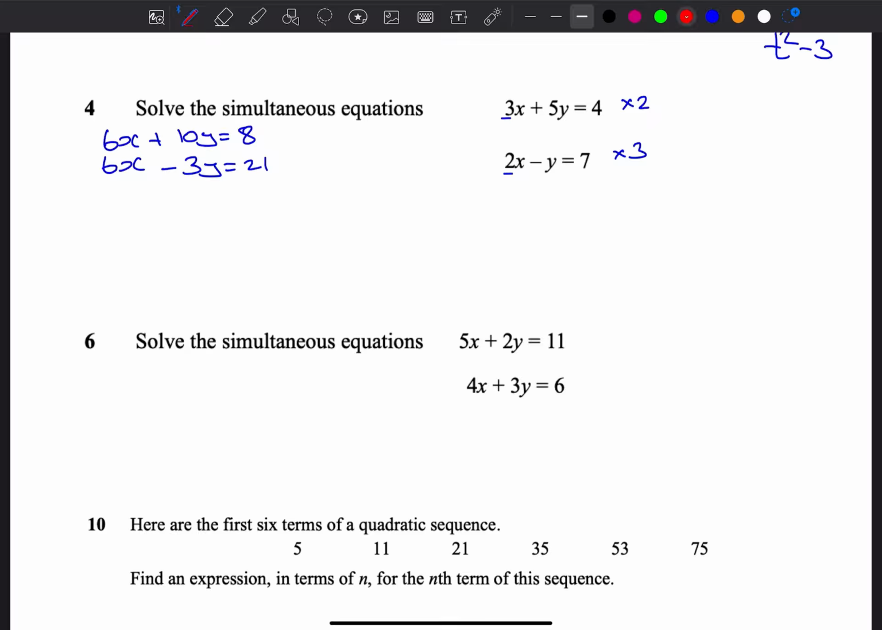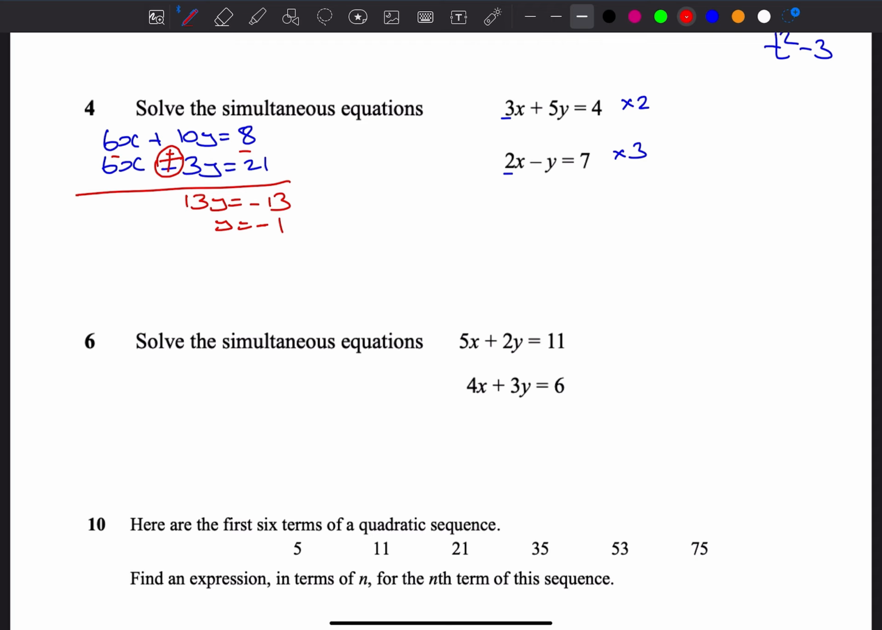And remember, you're always taking away. 6x take away 6x cancels. 10y, because there are take away, that automatically becomes a plus. 10y plus 3y is 13y equals 8 take away 21, which is minus 13. y is minus 13 divided by 13, which is just minus 1.